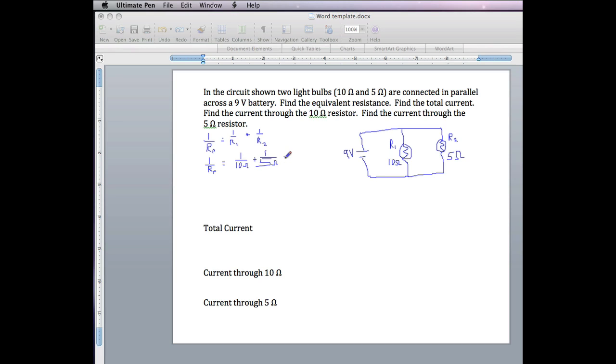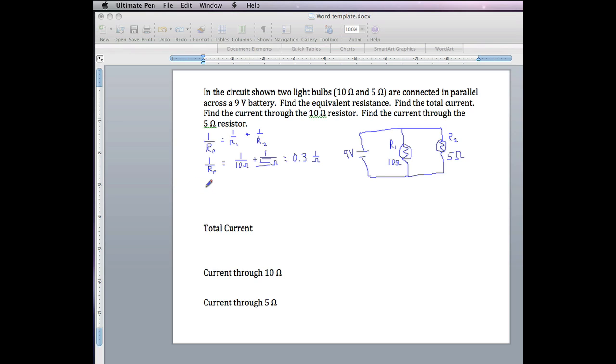If you use your calculator to find 1 over 10 and get 0.1, and 1 over 5 to get 0.2, and then add those together, you get 0.3. And we notice that the ohms are in the denominator, so the units here are 1 over ohms. But that's not the answer we're looking for. That's the reciprocal of the answer we're looking for. 1 over R sub P is 0.3 1 over ohms.